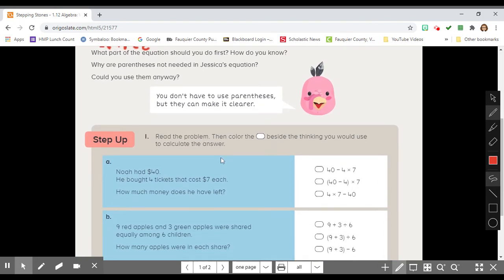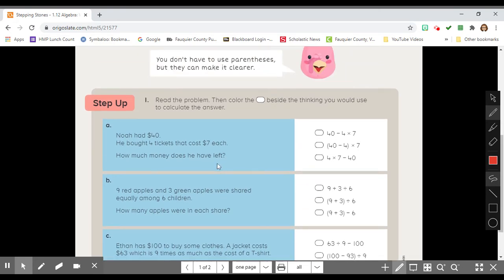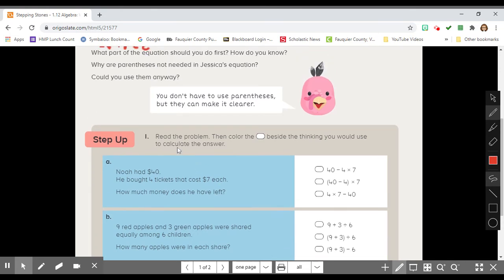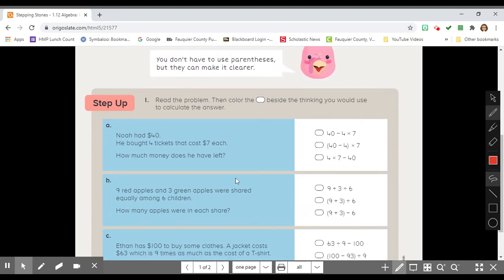Okay, moving on. So in these 3 problems, it says read the problem, then color in the little oblong circle beside the thinking you would use to calculate the answer. So it's not asking us to calculate the answer, but what expression would you use to figure out the answer. So I'm going to do the first one, and you can do the other 2 during your classwork.